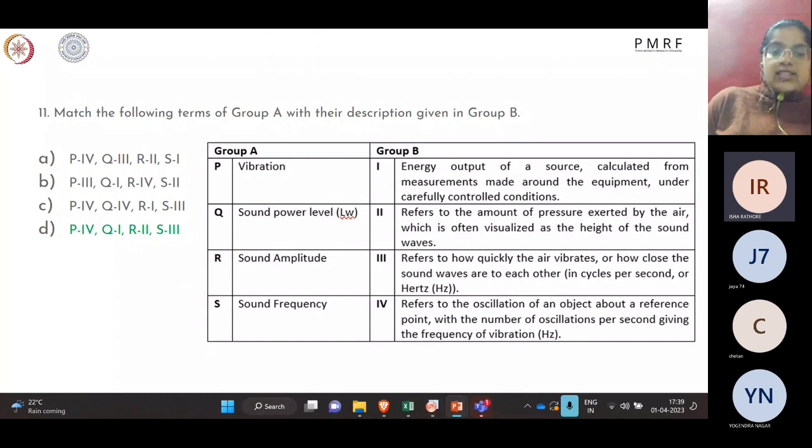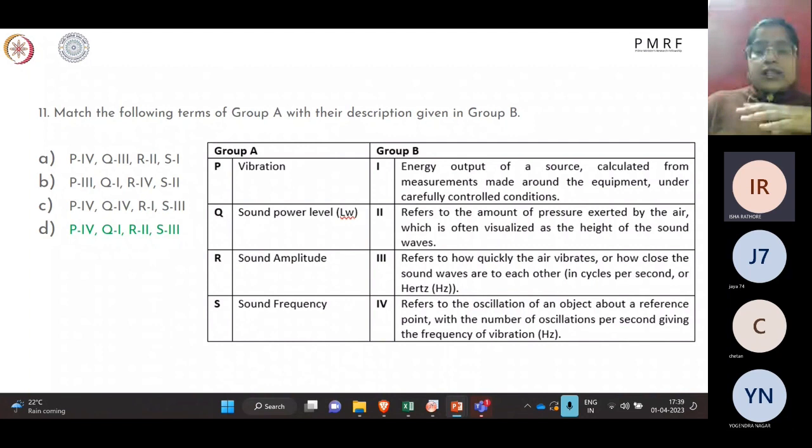Okay, so the correct answer is D. That is, vibration is the oscillation of an object about a reference point, with the number of oscillations per second given by the frequency of vibration, which is hertz. And then sound power level is the energy output of a source, which is calculated from measurements made around the equipment under carefully controlled conditions.